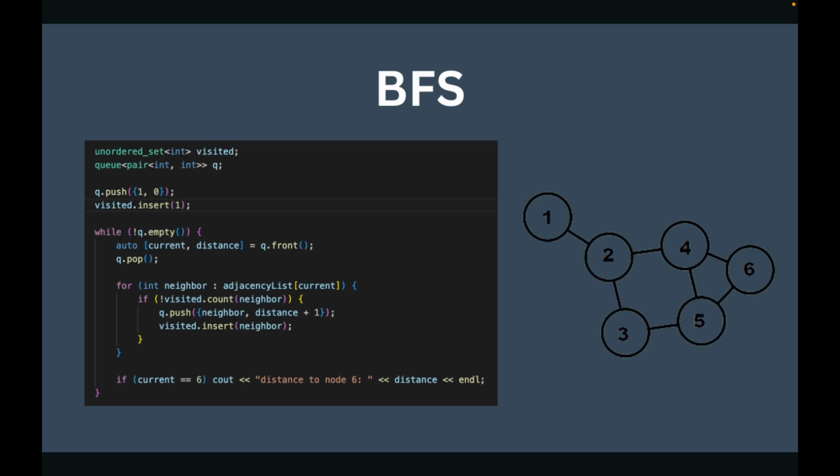Then I'm just saying if current is 6, so once we get to node number 6, I'm just printing the distance. I didn't put the output on here, but the output would be 3, because it's 3 steps away from 1. Does that make sense?